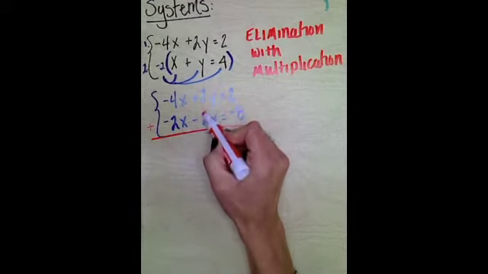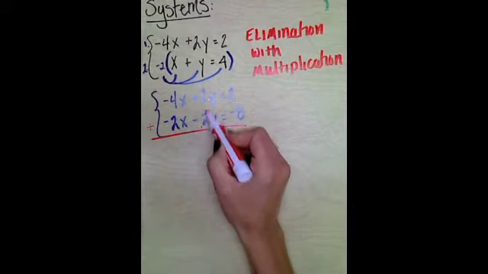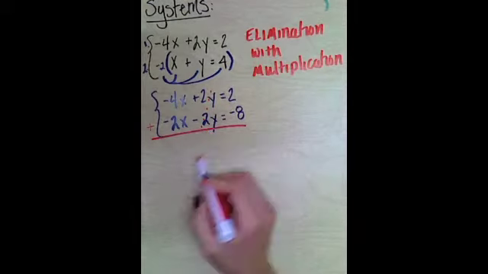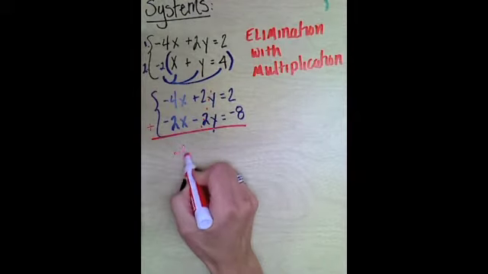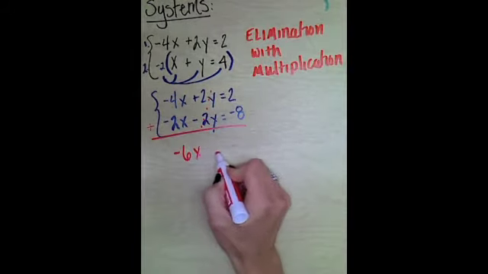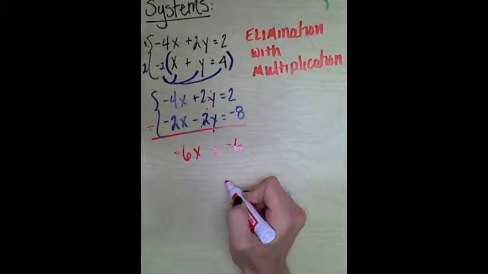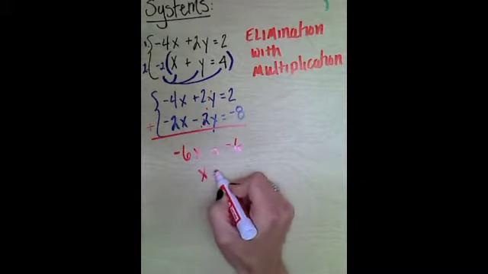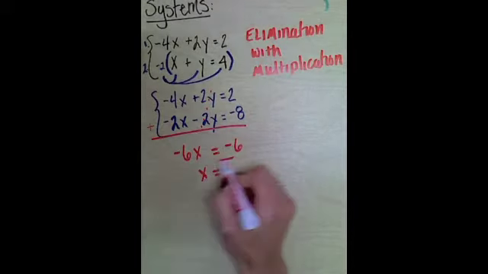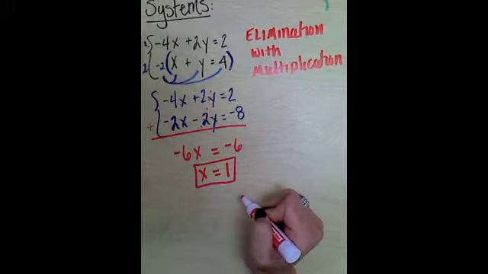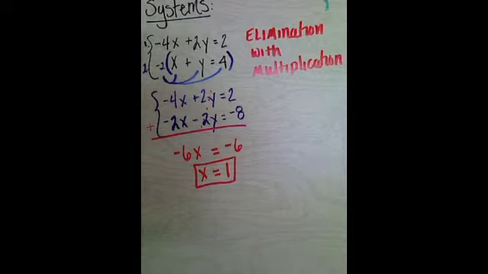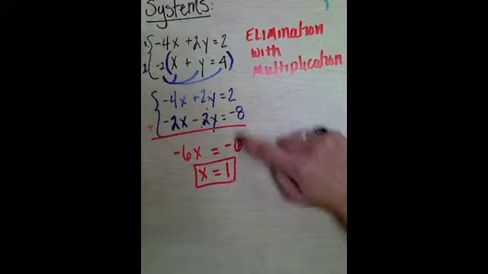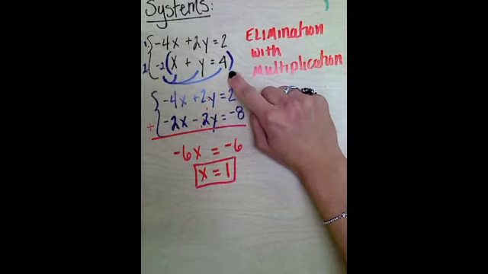The y values are going to cancel because a +2 and a -2 cancel out. And I'm left with -6x equals -6. After dividing by -6, we end up with x equals 1. So just like in the other two examples, I now have one of my variables, and what I need to do is plug it back in and find the next variable.